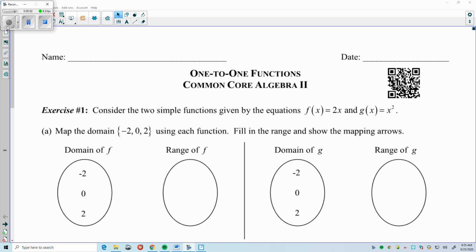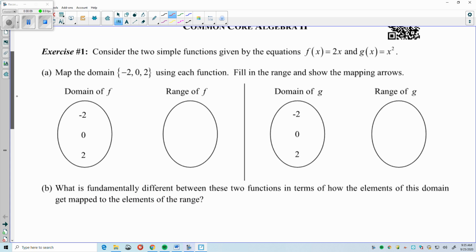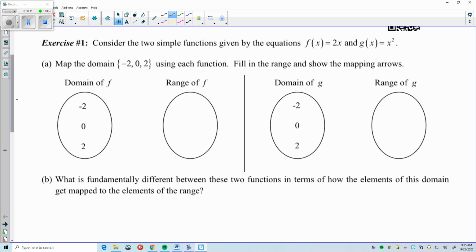Okay, today we're going to look at one-to-one functions. We're going to see we have some similar mappings to what we did when we looked at domain and range, because we have to consider the domain and range in order to determine if we have one-to-one functions. First, we have an f of x function and a g of x function that we are going to map the domain.